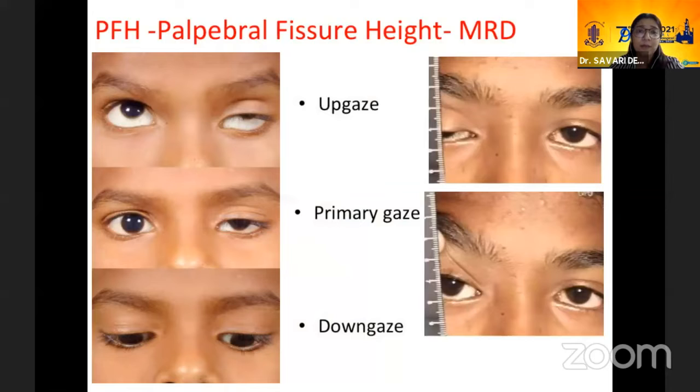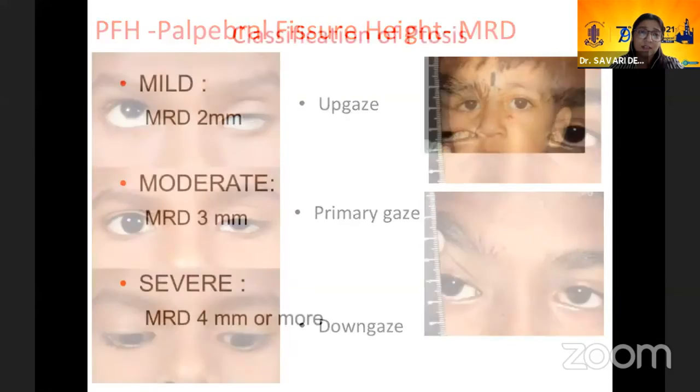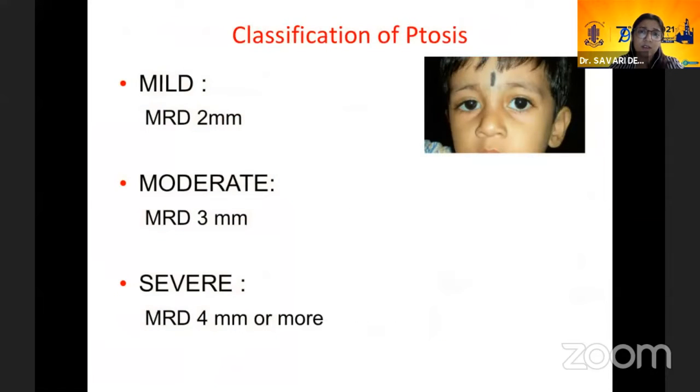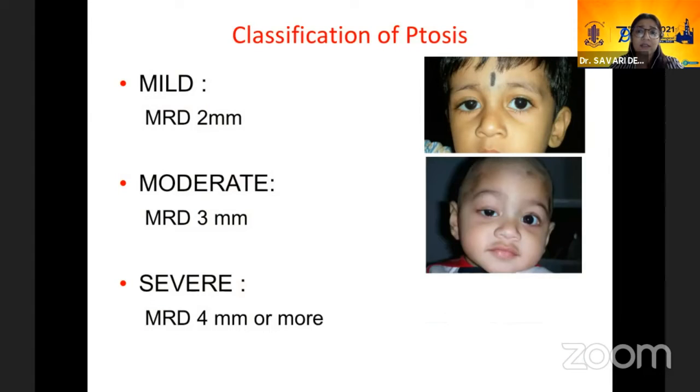So of course you have the palpebral fissure height, up gaze, primary gaze, down gaze. This is something that's taught as standard to us, and marginal reflex distance. But there is a purpose to each of these gazes. So let's come to those. Of course, one is you look at all the gazes, you measure the MRD, and you basically classify mild.